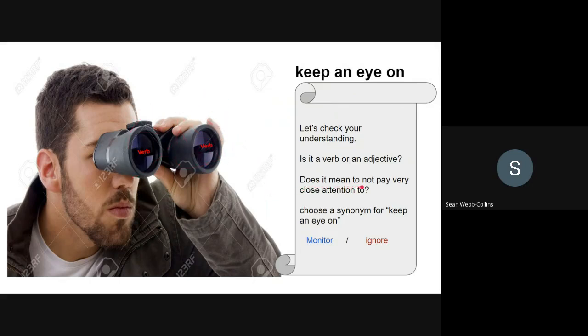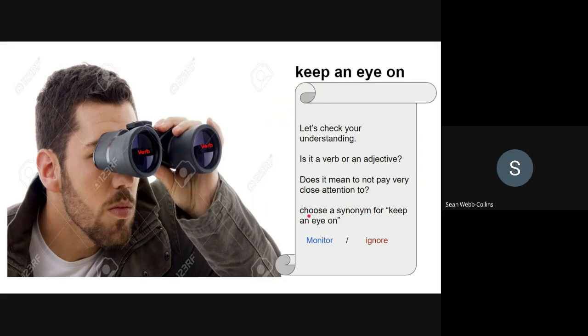And does it mean to not pay very close attention to something? No, remember it says to keep an eye on something. So if you're keeping your eye on something, you're not letting it go. So no, it doesn't mean to not pay close attention. It means to pay close attention, to watch very closely, to examine something, almost.